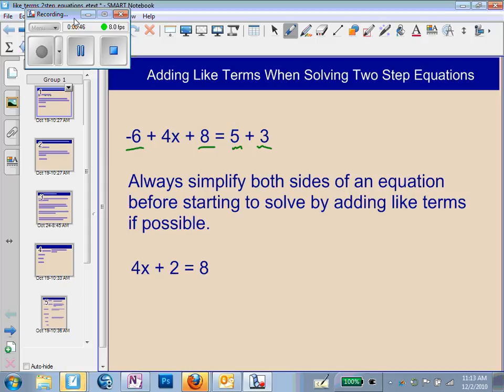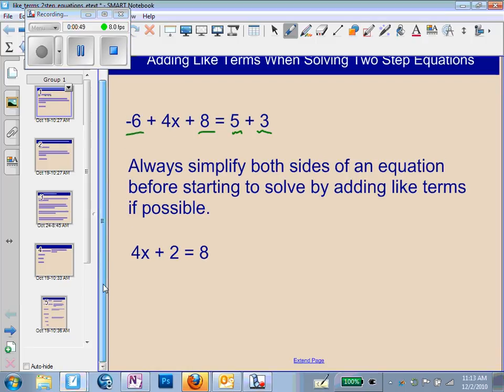So here we're going to add negative 6 and 8 to get 2. And then on the other side, we add 5 and 3 to get 8. So you always want to simplify both sides of your equation before you actually start to solve.